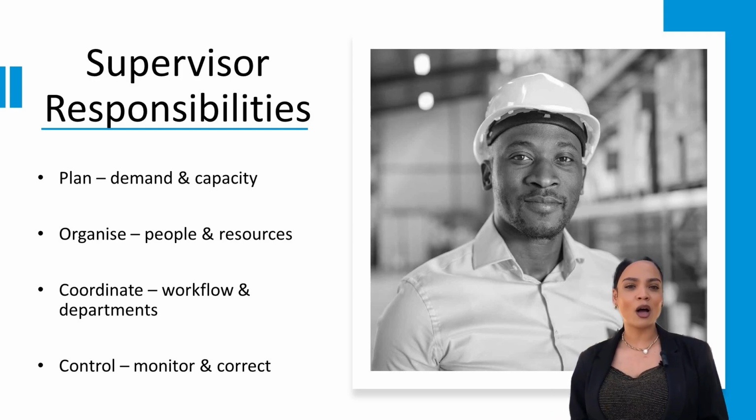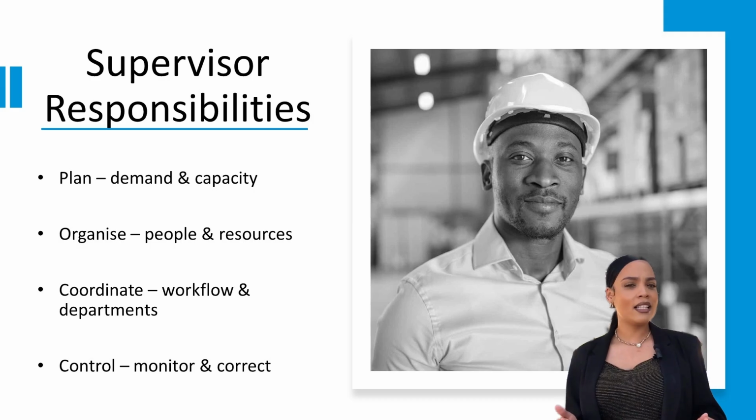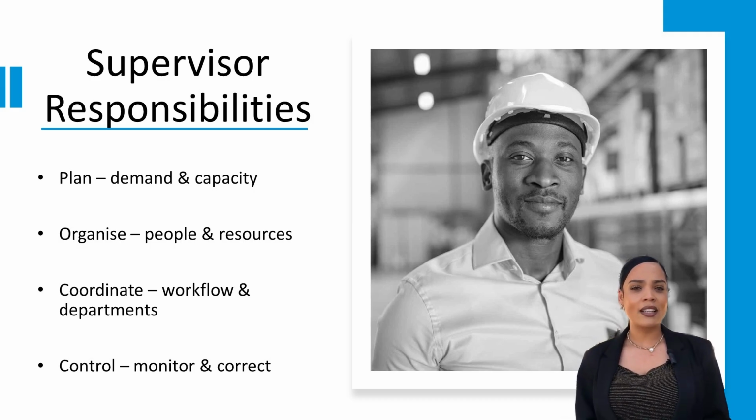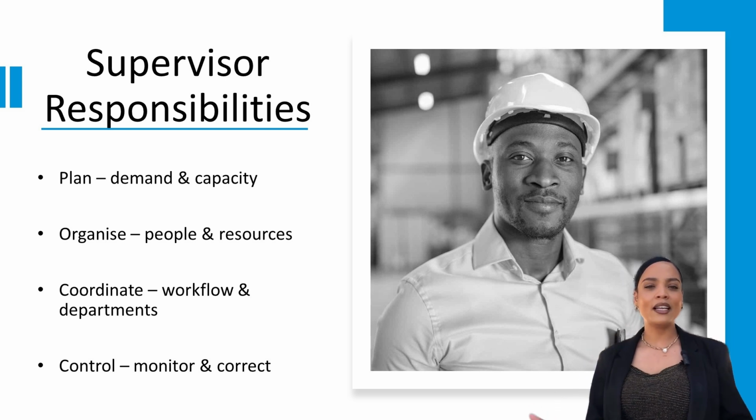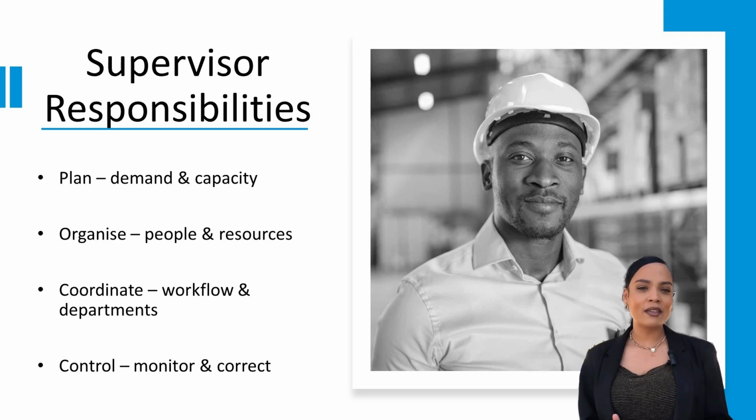Controlling ensures targets are met and deviations are corrected. Controlling involves monitoring actual production performance against planned targets such as daily output, cycle times, downtime, scrap levels, and absenteeism, and taking corrective action when deviations occur. A production supervisor must analyze variances, identify root causes of underperformance, and implement improvements to bring the process back on track.